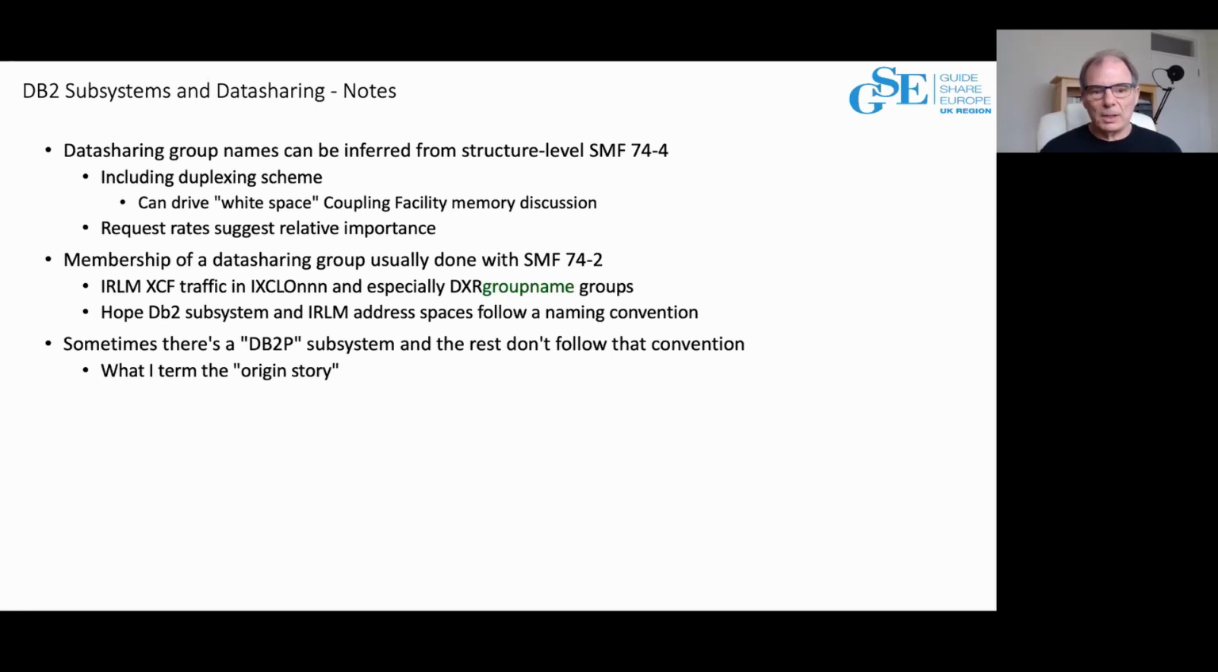We can also look at the request rates. So a data sharing group that hardly does any requests to the structures is probably not so premium production as one that does a lot of traffic to them. And you might even take that down to the structure level. So a group buffer pool with hardly any traffic might be less important, whatever we mean by important, than one that does a lot of traffic. And we can have conversations around lock structure duplexing. So with DB2 version 12 and a bunch of other prereqs, you might be able to get away with duplexing the lock 1 structure for a data sharing group, if I see it's not already duplexed, and if all the other stuff about distance and so on that we already know about. So 74 subtype 4 can be really handy here.